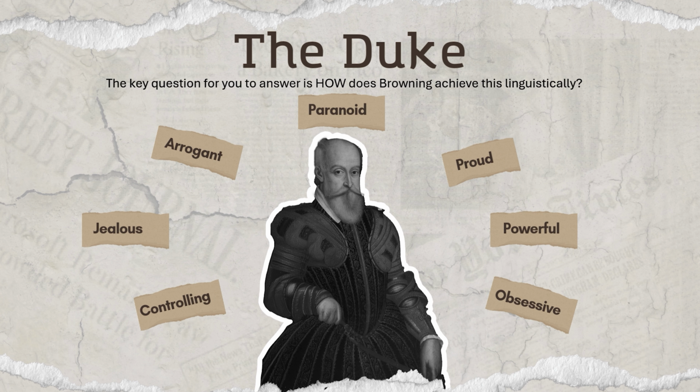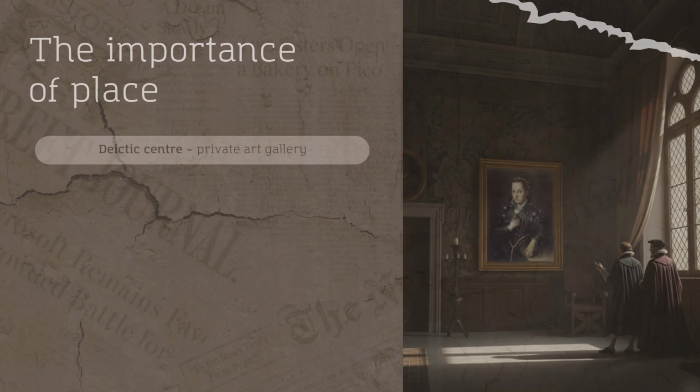Your job is to decode the text and find both linguistic and literary devices that Browning has used to create this character of the Duke. Remember that although the narrative is based loosely on chronicled events in Renaissance Italy, this is essentially a fictional character created by Browning.